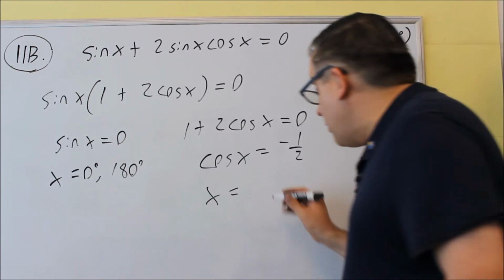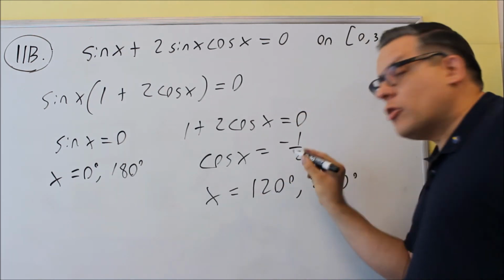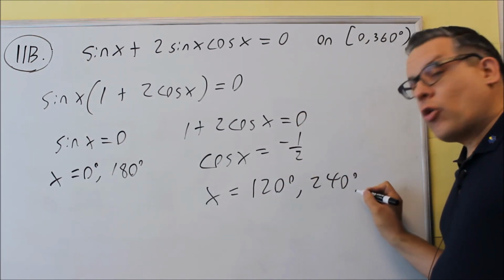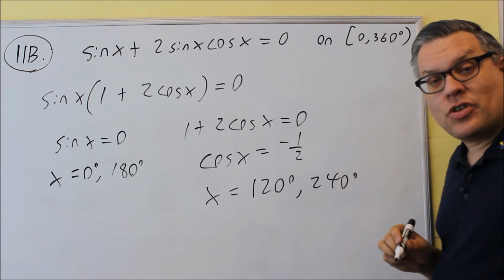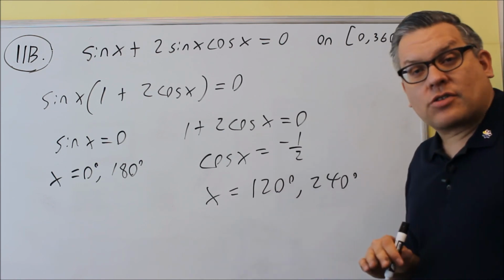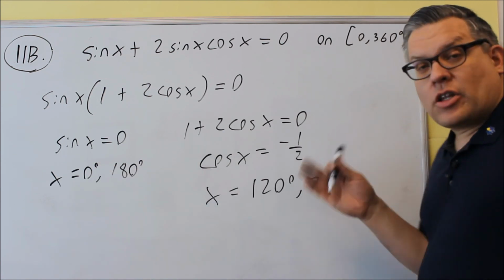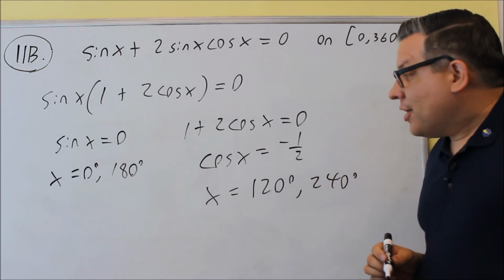The ones that are going to appear there are going to be 120 and 240. 120 will be in the second quadrant, 240 is in the third quadrant. This is where you see negative 1/2 in the x position. That's the angle that you want to look for in this case. So again, when you write your answer, just include all these. They don't have to be in any particular order. Just as long as all 4 answers are written down there, that's what you want.